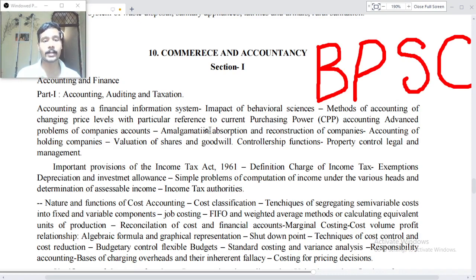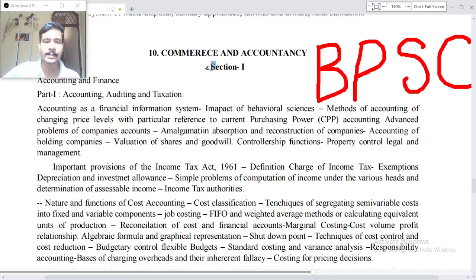So let us start. I am only going to read the syllabus. My purpose is to present as it is the syllabus provided by the BPSC or the Commission, and go through it once. By reading it once, you will get knowledge and an overview of the overall syllabus of Commerce and Accountancy. So let us start.